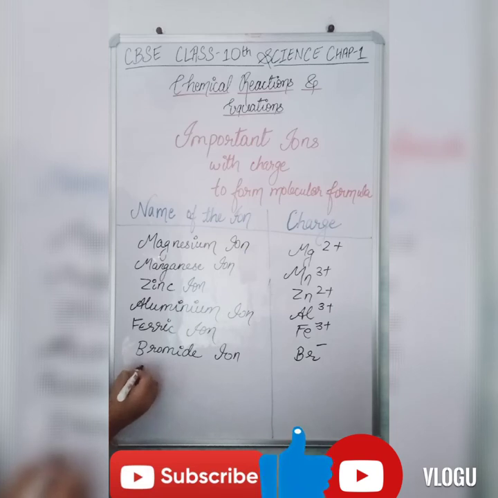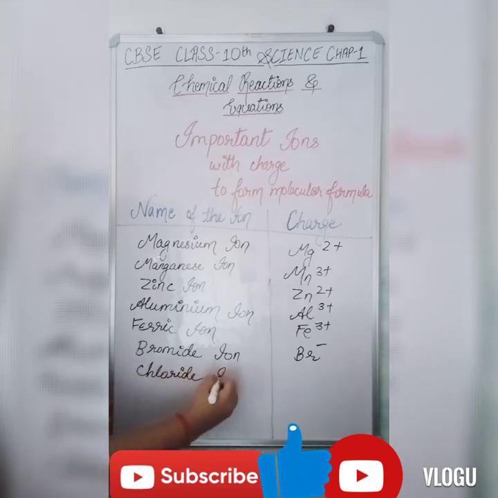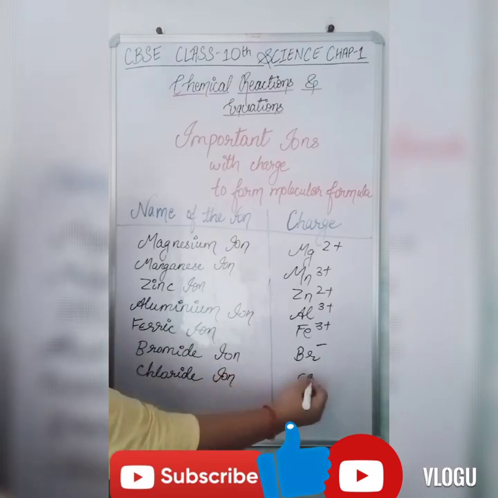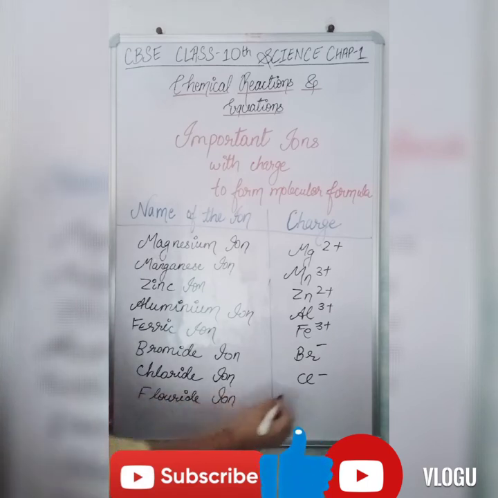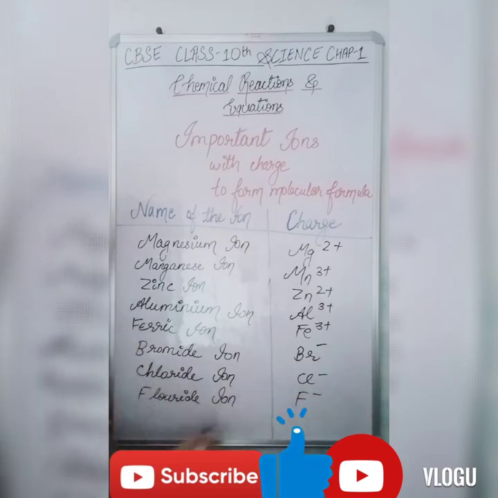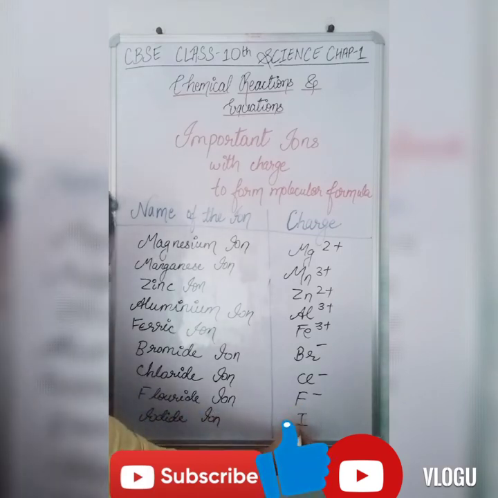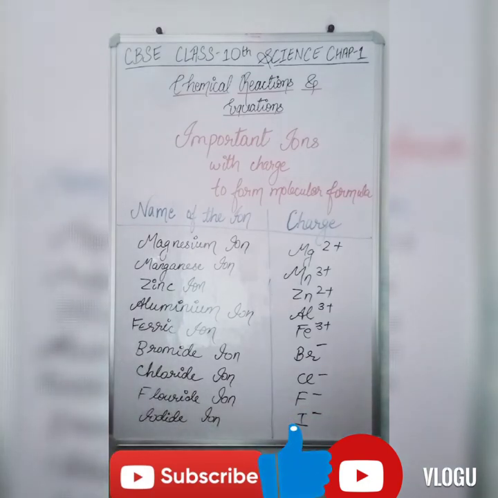Now chloride, it is written as Cl minus. Fluoride, it is written as F minus. Iodide, it is written as I minus.